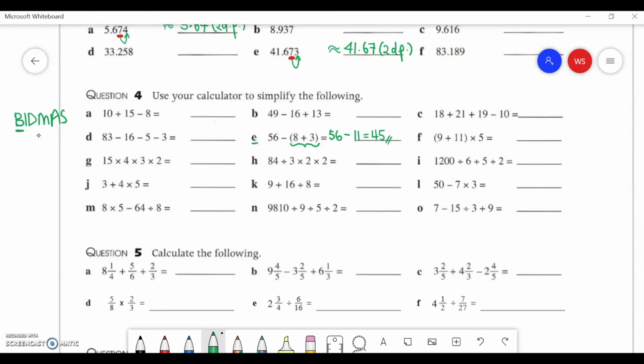Now, a question for F. So in the brackets, there is 9 plus 11, closing of the brackets, times 5. So looking at BIDMAS once more, we can see that brackets appears there. So therefore, we solve whatever is in the brackets from there. So 11 plus 9, that will give you 20. The rest just copy it on.